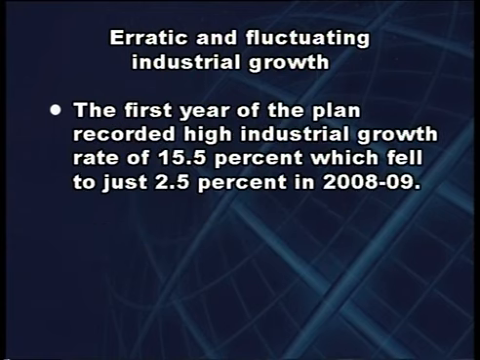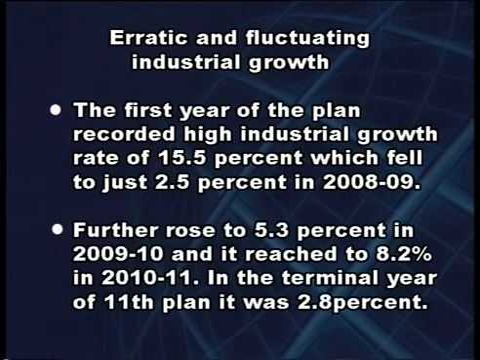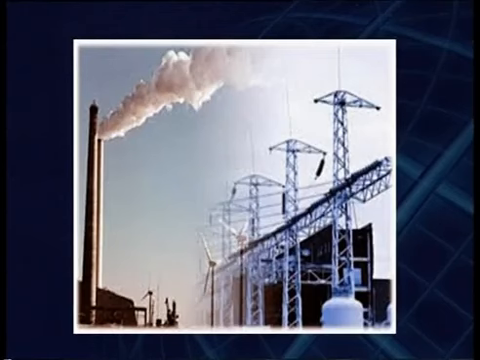The first year of the plan recorded a high industrial growth rate of 15.5%, which fell to just 2.5% in 2008-9. It further rose to 5.3% in 2009-10, and it reached 8.2% in 2010-11. In the terminal year of the 11th plan, the growth rate was 2.8%. There was no consistency regarding the growth rate recorded by the industrial sector after implementing the provisions of the 1991 industrial policy resolution. There were ups and downs, fluctuations with respect to industrial growth.